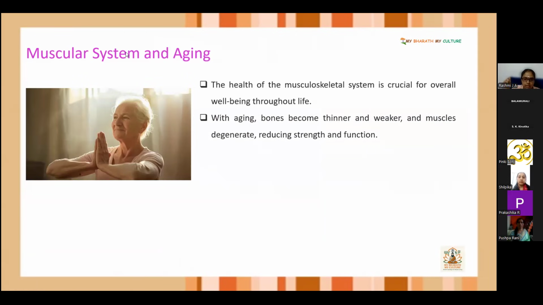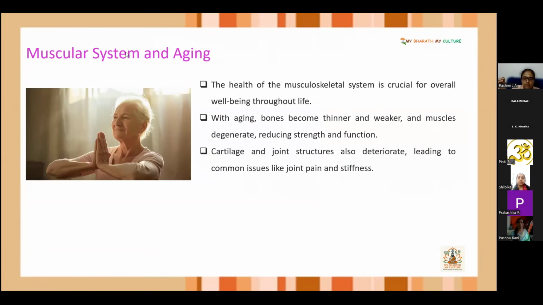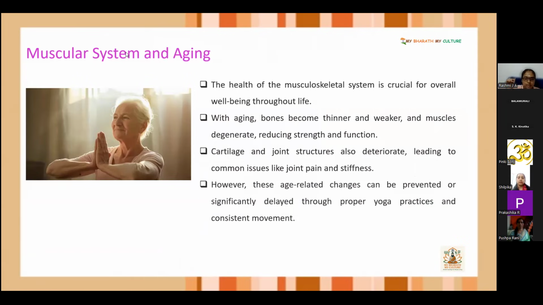With aging, bones become thinner and weaker. The muscles degenerate, reducing strength and function. Then cartilage and joint structures also deteriorate, leading to common issues like joint pain and stiffness. However, these age-related changes can be prevented or significantly delayed through proper yogic practice.